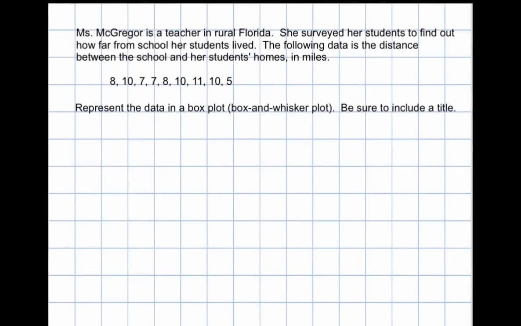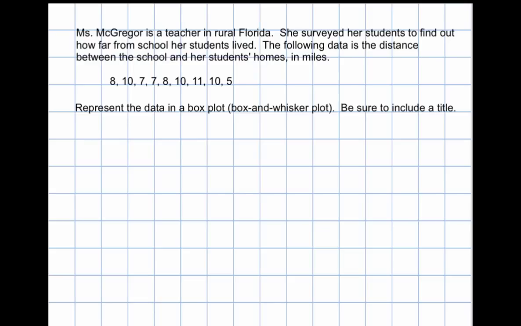Welcome back, mathematicians, to our final video in the series of representing numerical data on number lines. In this video, we are going to learn how to represent raw data in a box plot, otherwise known as a box and whisker plot. And when we draw it, you'll be able to see why it's called a box plot or a box and whisker plot.